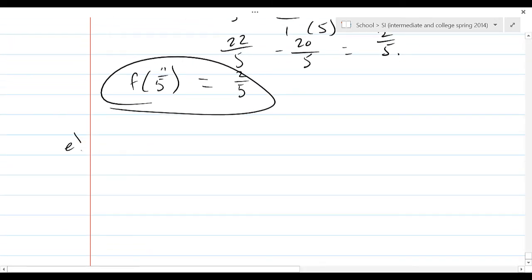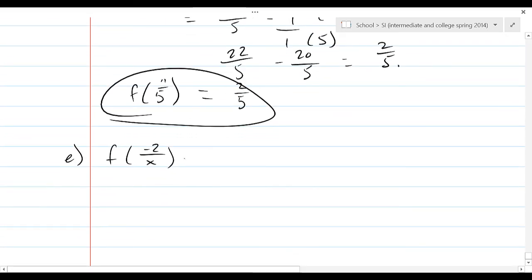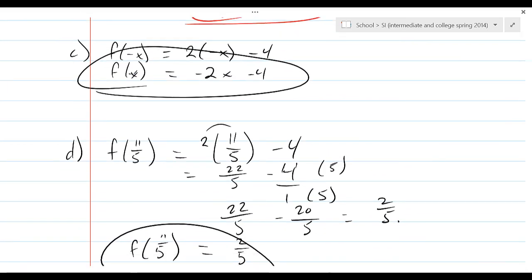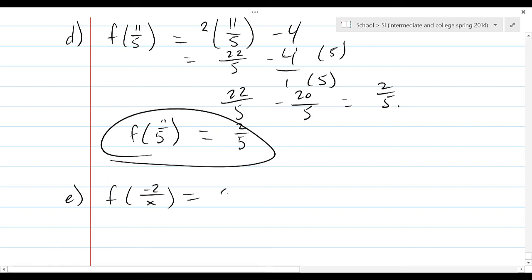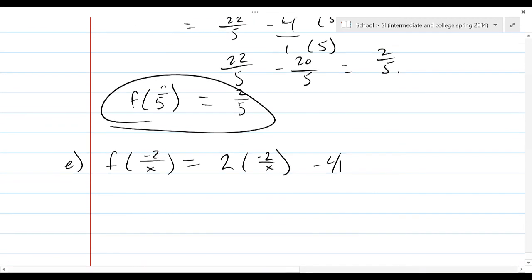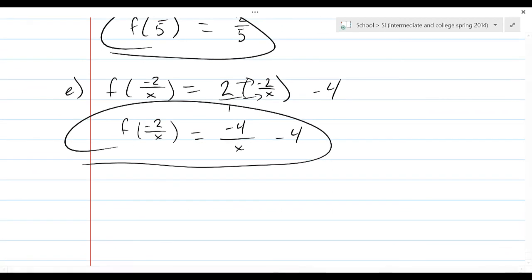E. F of -2 over x. Interesting. Well, that's equal to, we've got 2 times -2 over x minus 4. This is 2 over 1, so I multiply straight across, and I get -4 over x minus 4. And that's our answer, because we can't reduce that anymore.